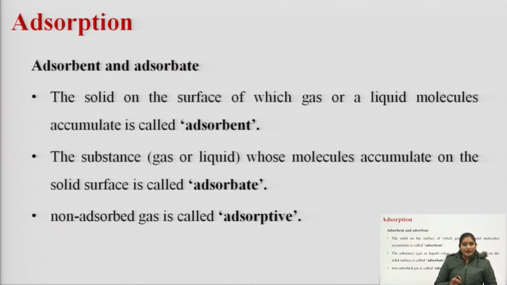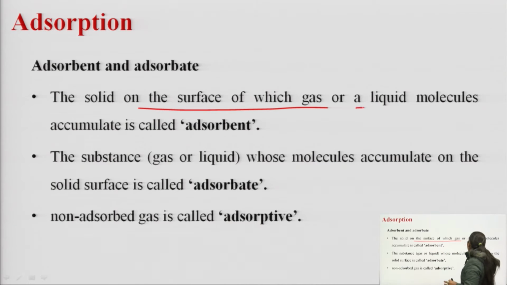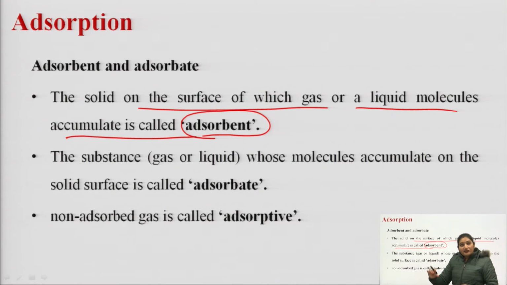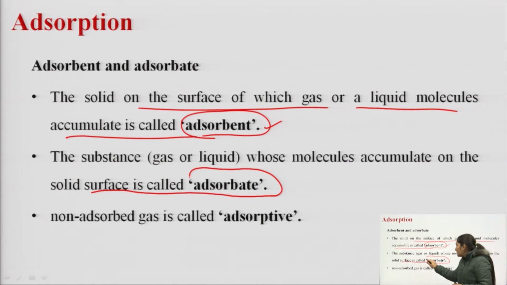Next, the solid on the surface of which a gas or a liquid molecule accumulates, the surface on which adsorption occurs, is called the adsorbent. And the substances, the molecules or gases, that accumulate on the solid surface are called the adsorbate.